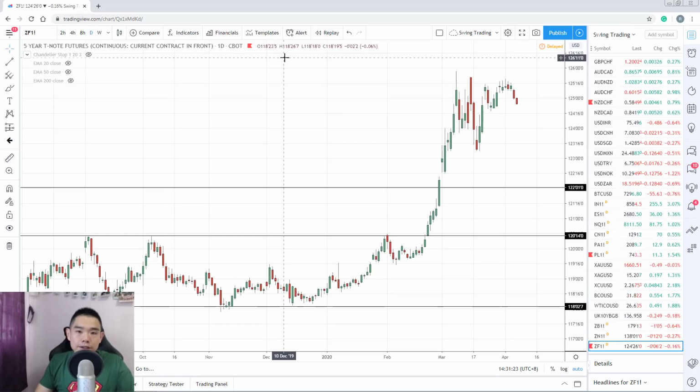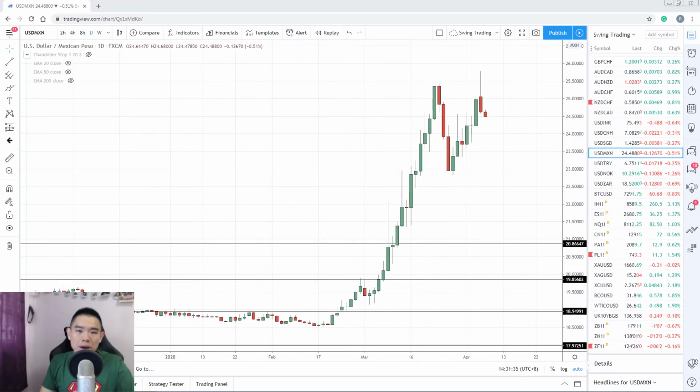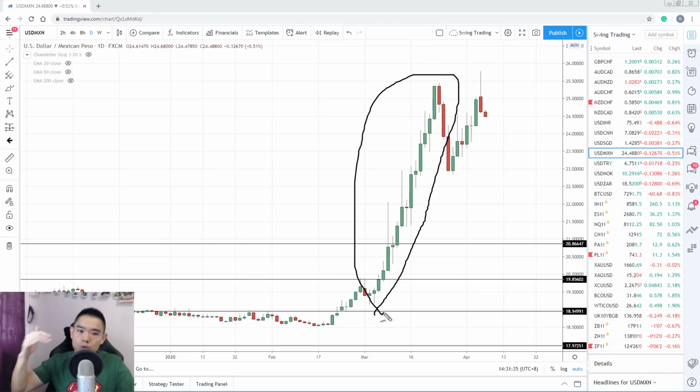And finally, just to share with you one last thing. This is a trading setup that is a little bit more of a counter trend trade. So this is dollar Mexican. You can see that this market pretty much went parabolic. This whole range of candles over here, just day after day, breaking out new highs.